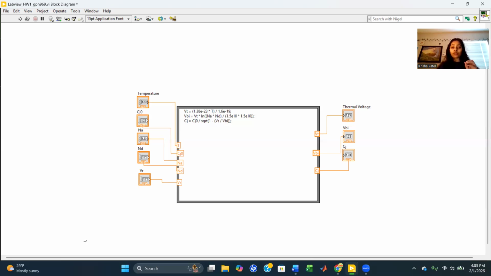So my 5 inputs are my temperature, my capacitance at zero reverse bias, my acceptor concentration, my donor concentration, and my reverse bias voltage. And then my 3 outputs are my thermal voltage, my built-in voltage, and our junction capacitance. Looking at the code, we calculate each of these things separately. The first line is our thermal voltage, the second line is our built-in voltage, and the last line finally calculates our junction capacitance.